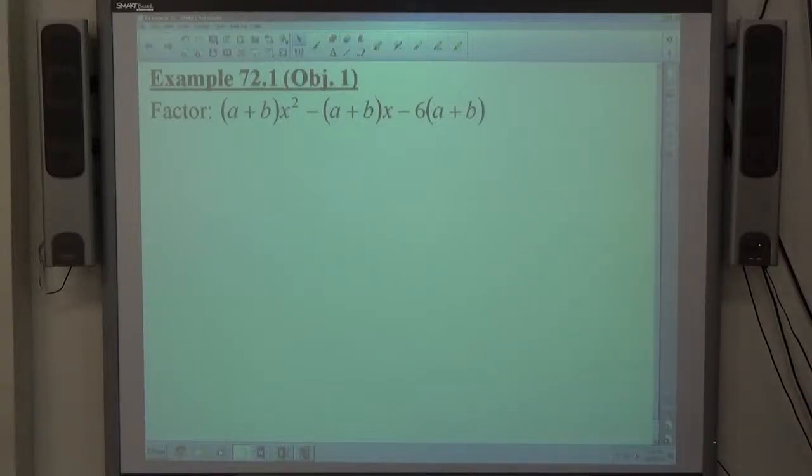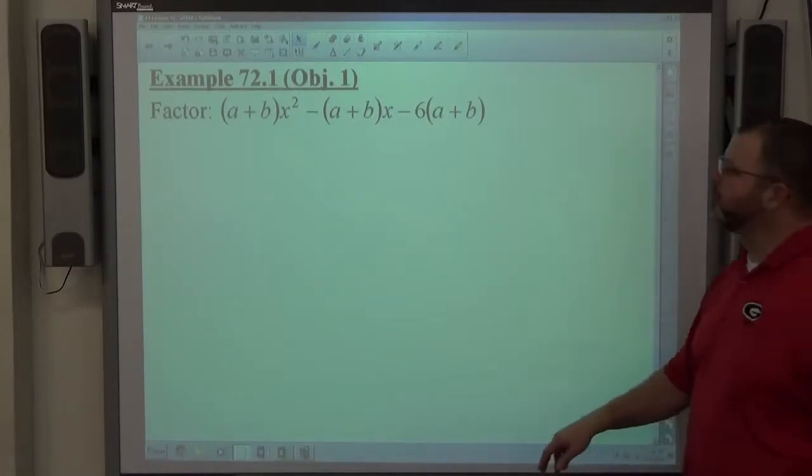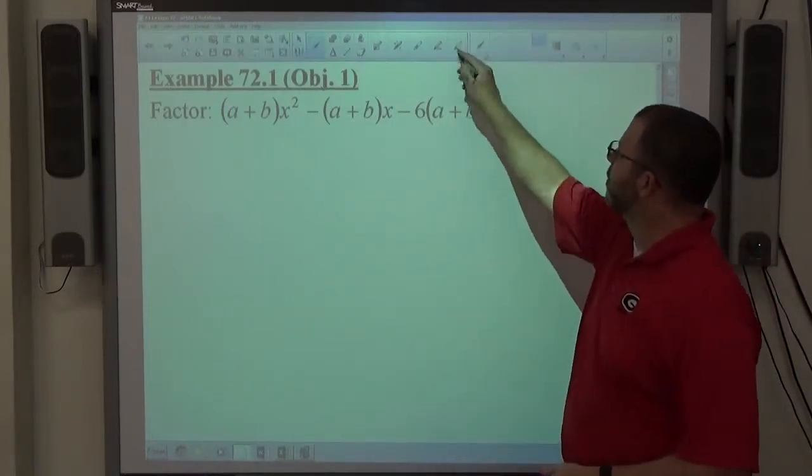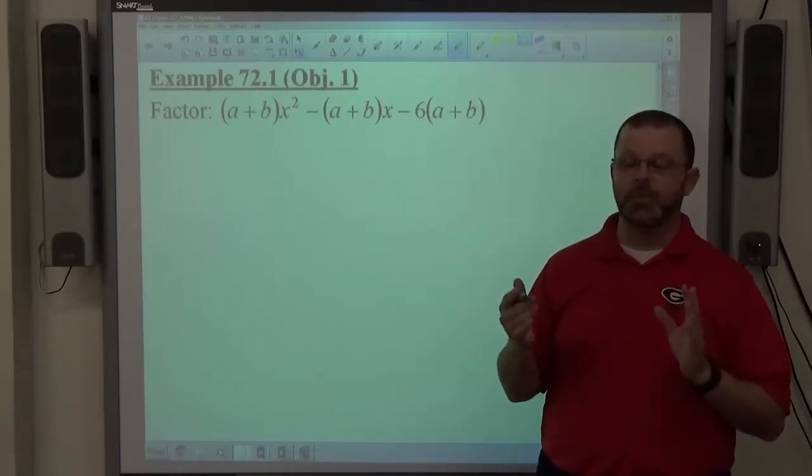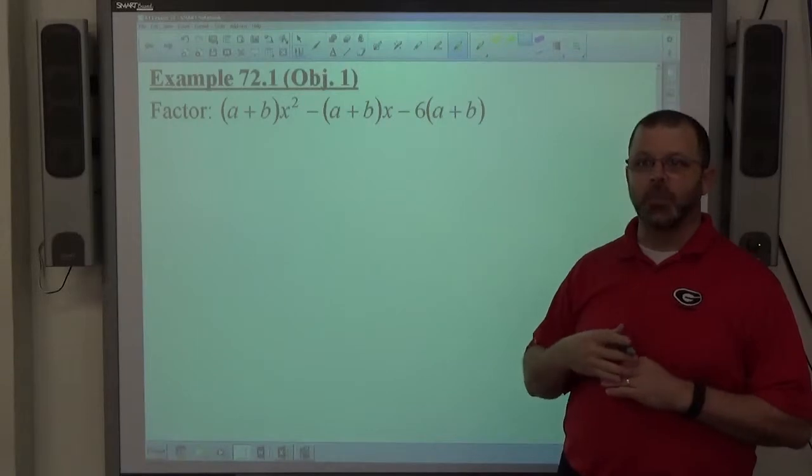Okay, example 1. Factor (a + b)x² − (a + b)x − 6(a + b). First thing I want you to get a recognition for in problems: when you see things in parentheses, that represents an object, a single object. Multiple objects acting as one.